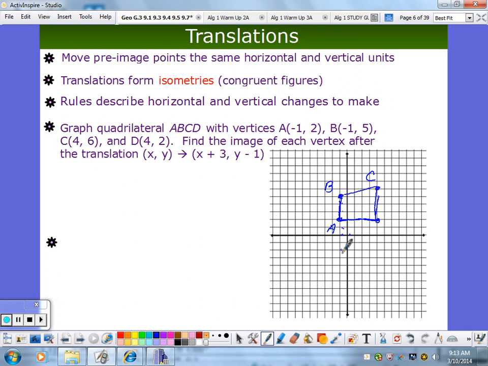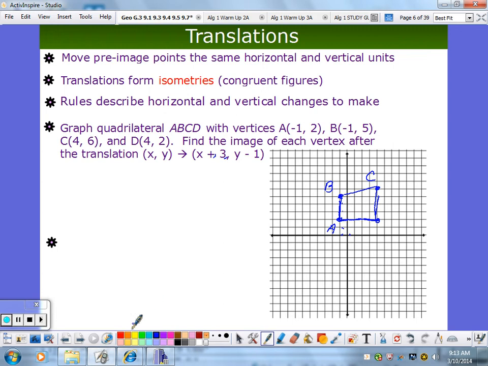Okay. Now it says find the image of each vertex after the translation. Here is our notation. We say (x, y), each point becomes (x plus 3, y minus 1). So what do I do to each x? Add 3. And what do I do to each y? Subtract 1.